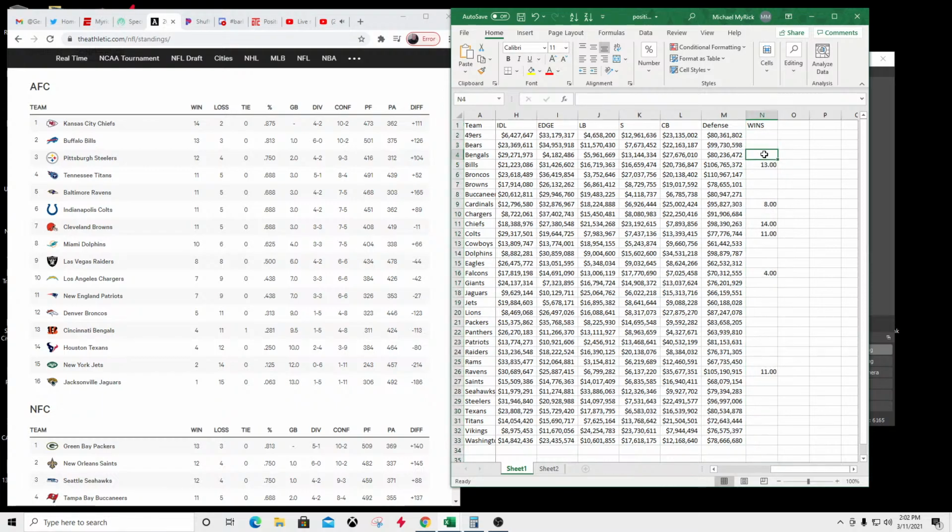Just getting so stupid now. Steelers. I should do that next year. Next year, just do a bunch of gambling based on how much they pay at each position.